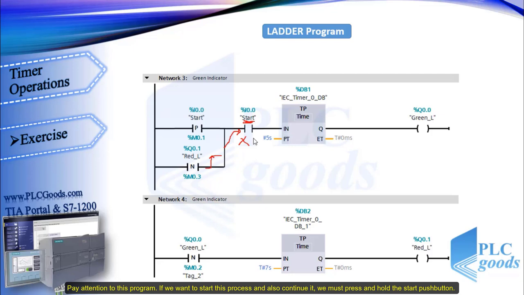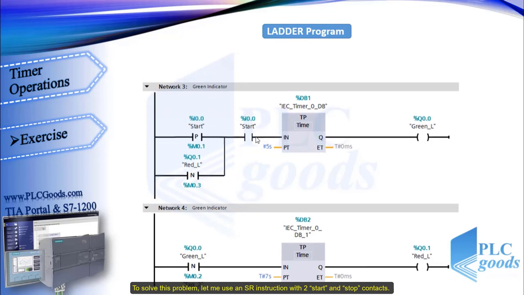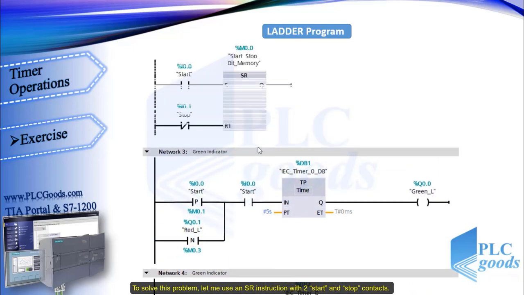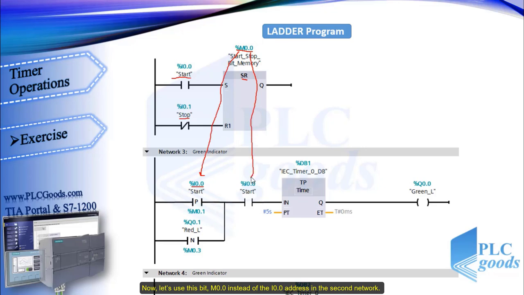In consequence, it makes the cycle stop. Pay attention to this program. If we want to start this process and also continue it, we must press and hold the start push button. To solve this problem, let me use an SR instruction with two start and stop contacts. So instead of holding the start push button, I can store and hold the start request on a bit of memory. Now let's use this bit, M0.0, instead of the I0.0 address in the second network.